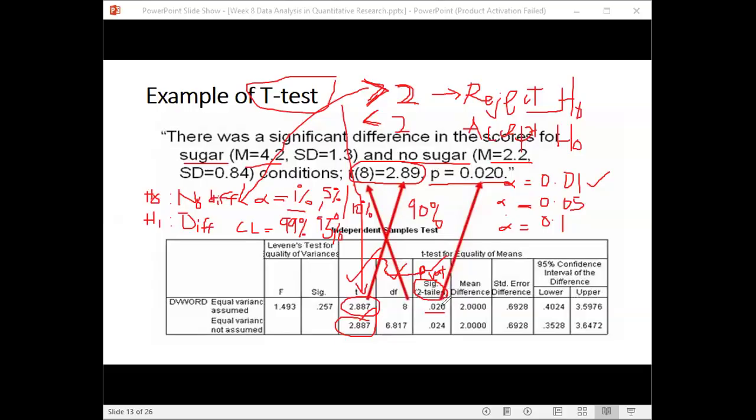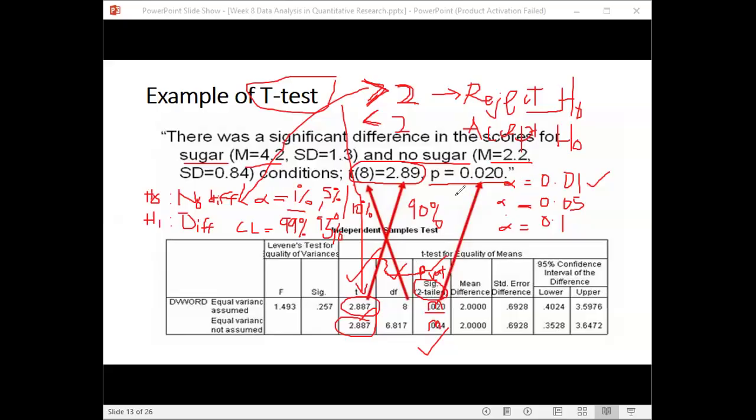Yes, 2%. If you take the second one, it's 0.24. So we compare the significance level to the probability levels, or the p-values that you see here, and based on that we make a conclusion. Anytime that our p-value is lower than the significance level, which is the alpha, we reject the null hypothesis.